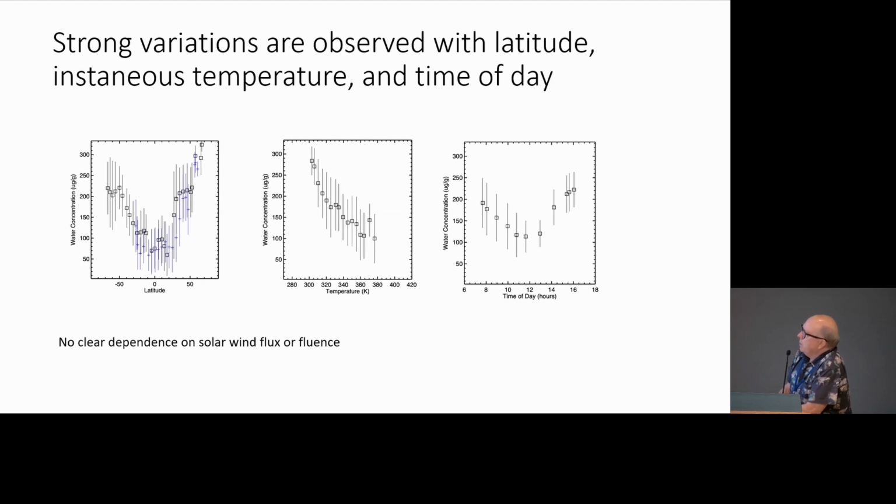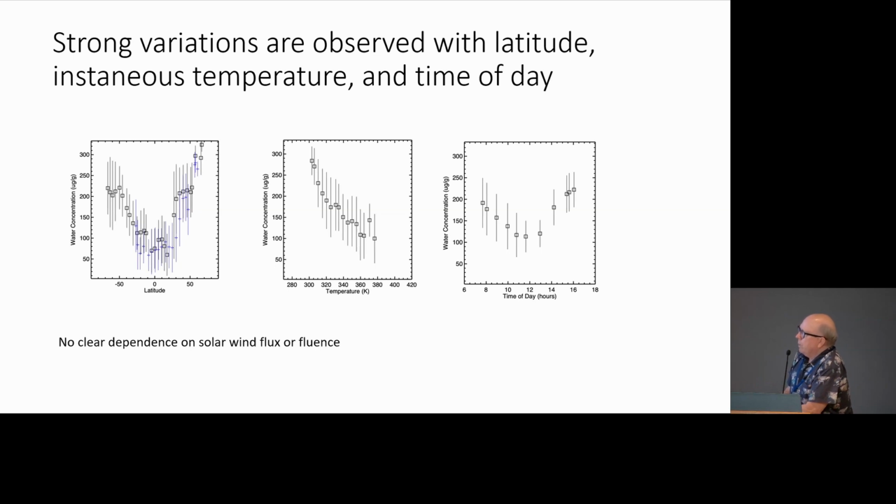We also see a temperature variation when we constrain for latitude. So this is a mid-latitude data set, and the water concentration has a strong dependence on temperature. Not surprisingly, we also have a time of day dependence, since time of day and temperature are correlated. We looked at several other parameters.